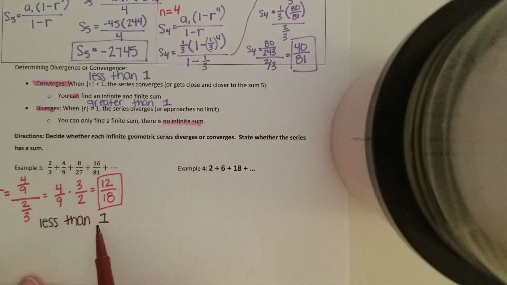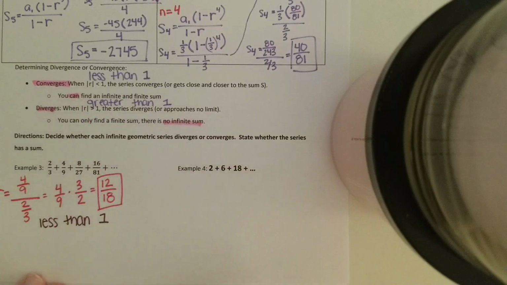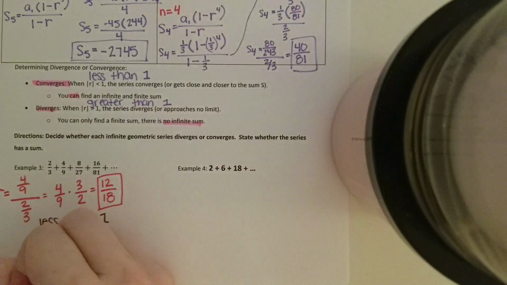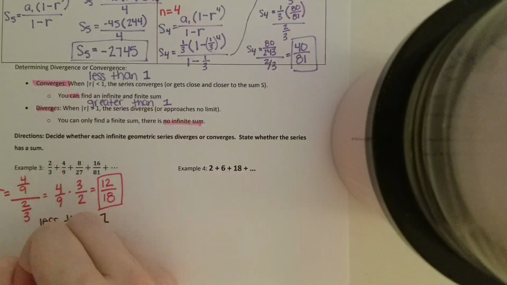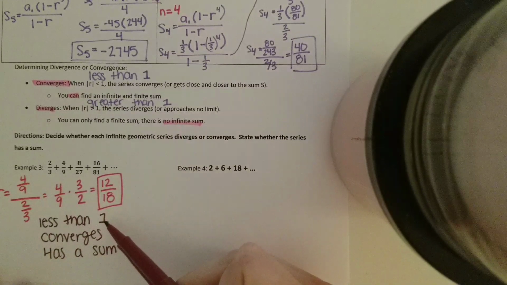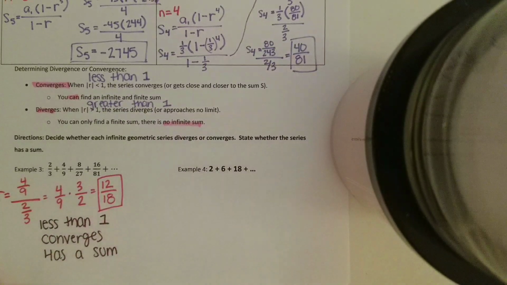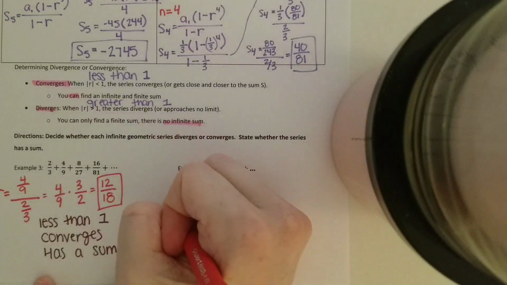And since this is less than 1, if we go up here, it means it converges and you can find a sum. So converges, has a sum. So if it's less than 1, that means it converges and you can have a sum. So if we look at our next one, we got to find our R value again.